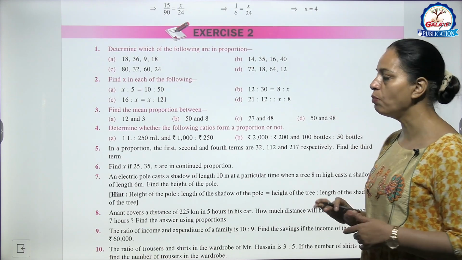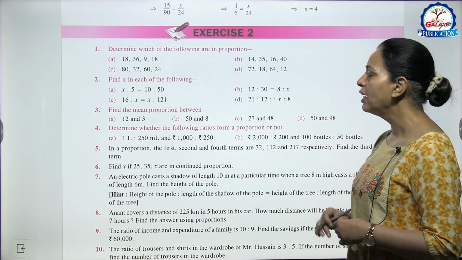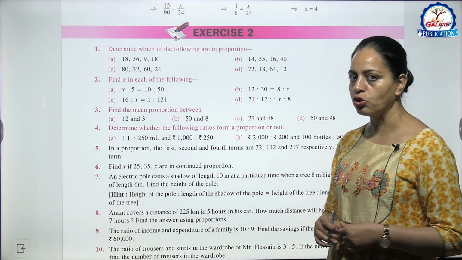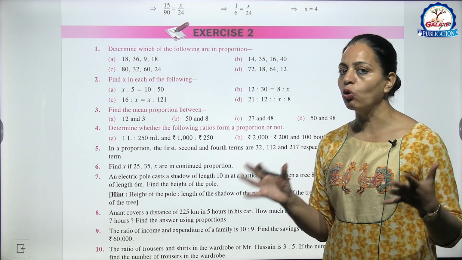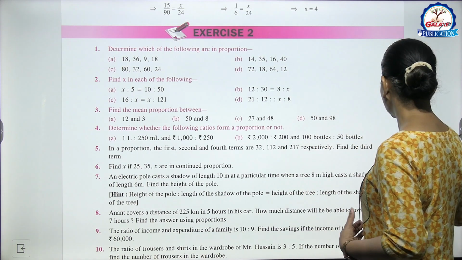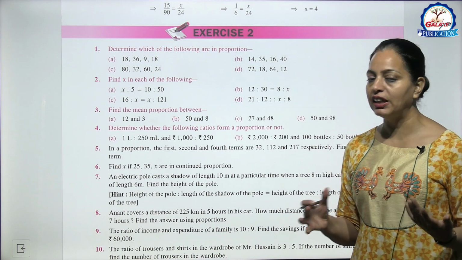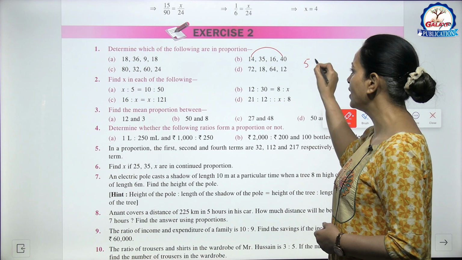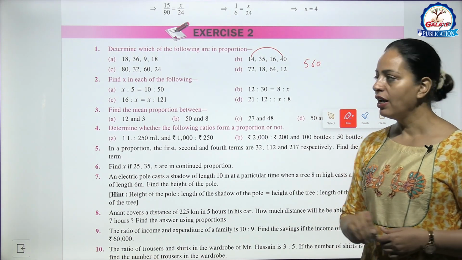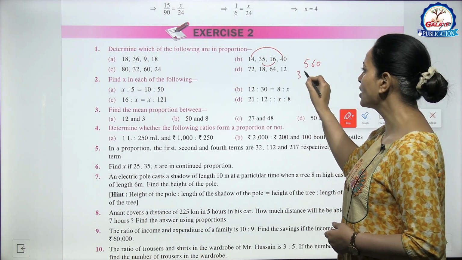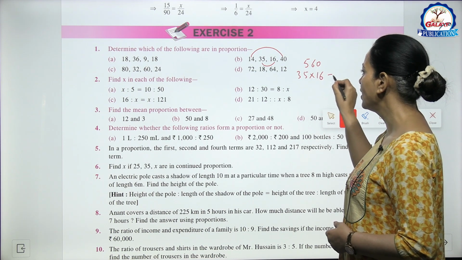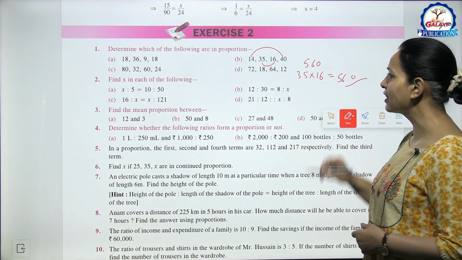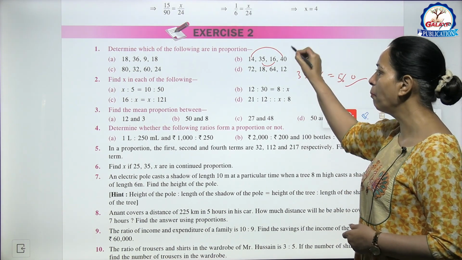Now exercise 2, based on such type of examples like the first question, find which of the following are in proportion. So you can do it like this: product of means and product of extremes. If both are same, then they are in proportion. Like here 14 into 40, that is 560, and 35 into 16, product of means, multiply karenge, you are getting 560 only. So yes, they are in proportion.